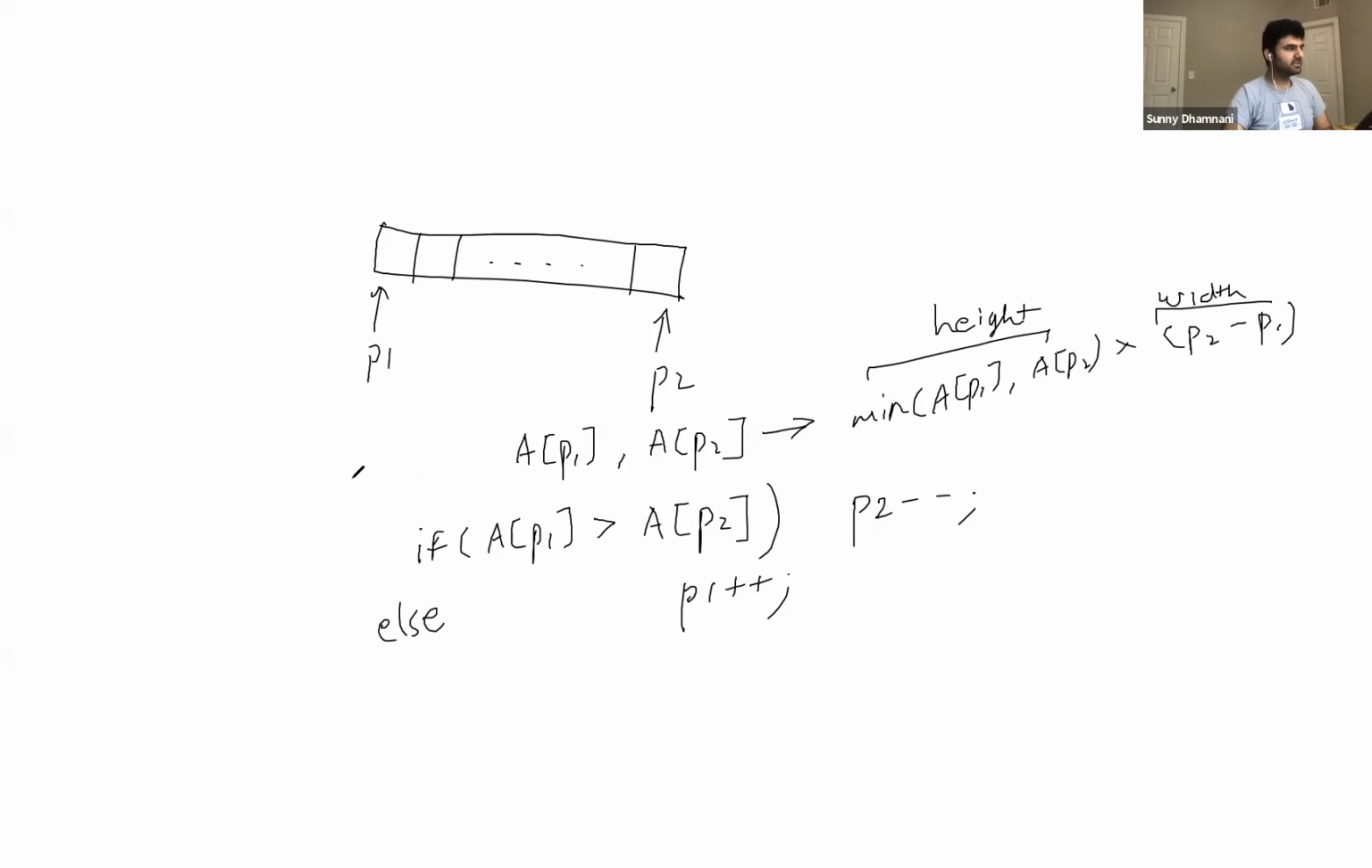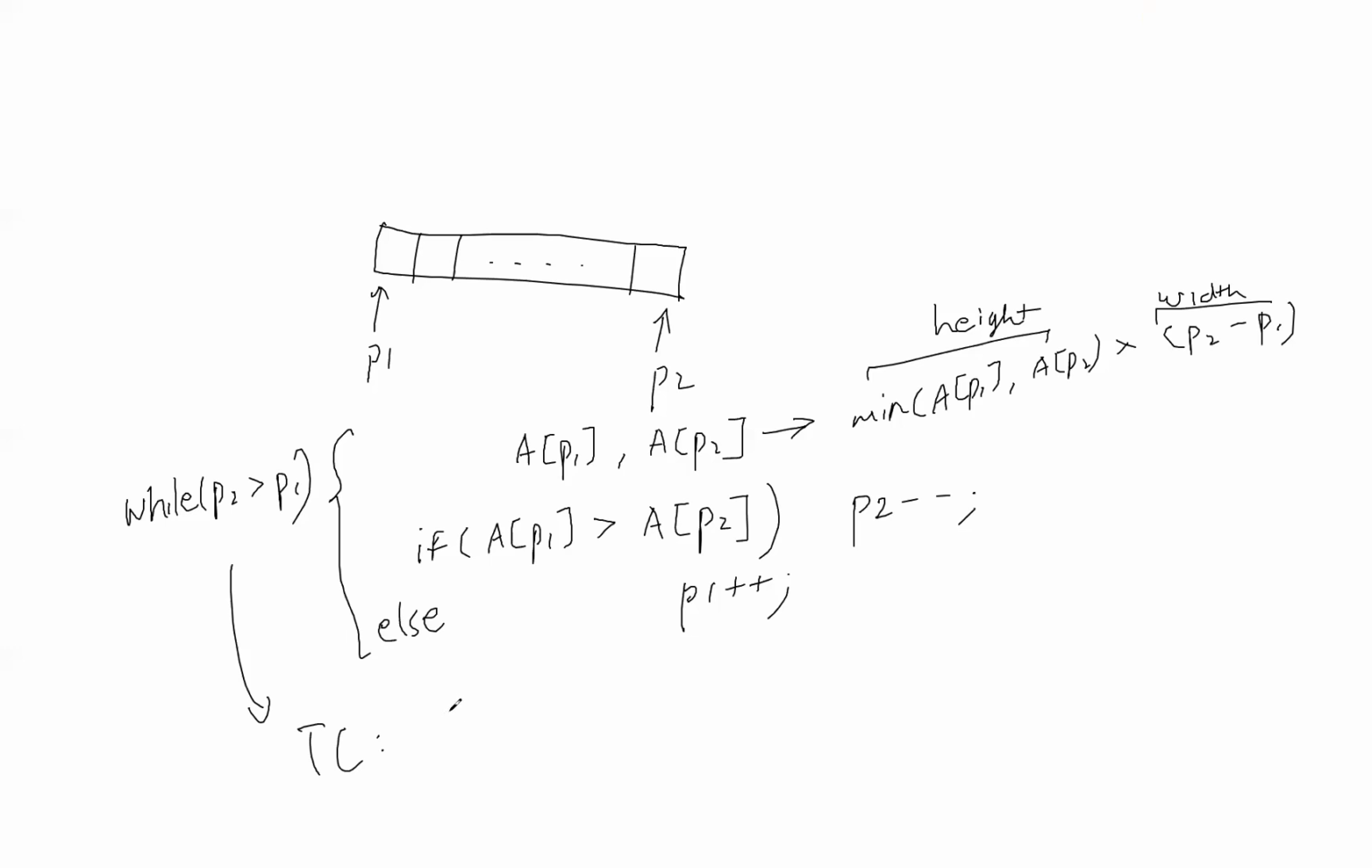And what is the termination condition? How long will I keep doing this? While P2 is greater than P1. And now since I have the whole approach, can you think what the time complexity is? It will be O(N). Does everybody understand why this is O(N)?